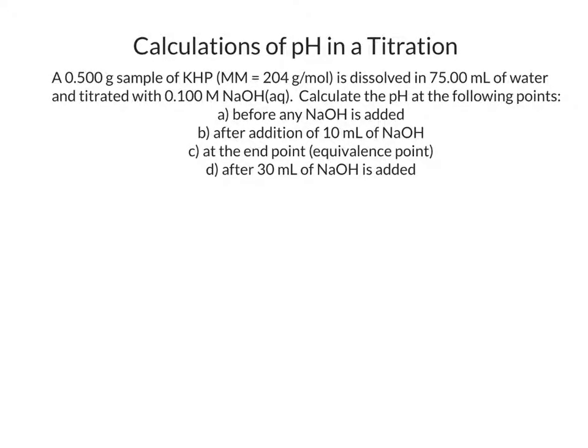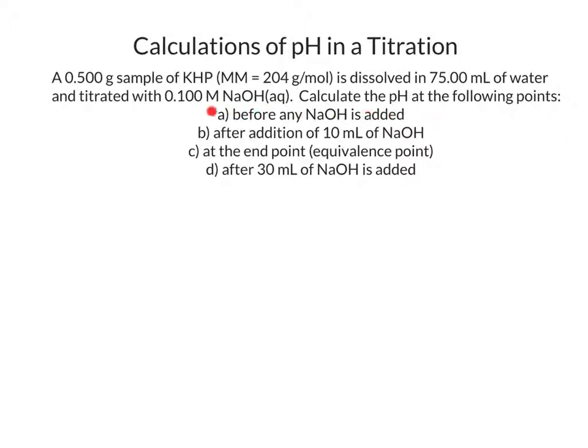Let's put our knowledge of acid-base equilibrium and acid-base titrations to the test by calculating the pH of this titration at 4 different points: before we add any sodium hydroxide, after we've added some, at the equivalence point, and past the equivalence point. The first thing we need to do is to determine what equilibrium reaction we want to write to solve the problem that we have.